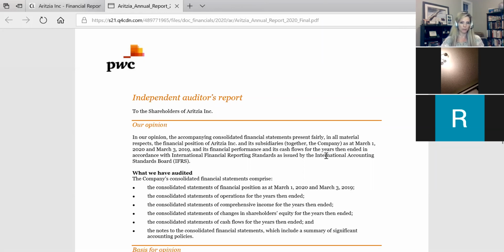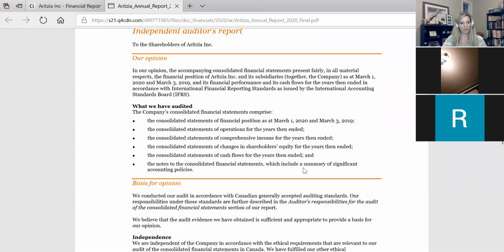So the auditor here is PricewaterhouseCoopers, PwC in Vancouver. And they've said, in our opinion, the consolidated statements, everything looks great. Its cash flows for the years ended are in accordance with IFRS, which is the reporting guidelines. Then everything looks happy. They're happy with the statements. So as a user, I'm happy to see that. There's no concerns whatsoever.